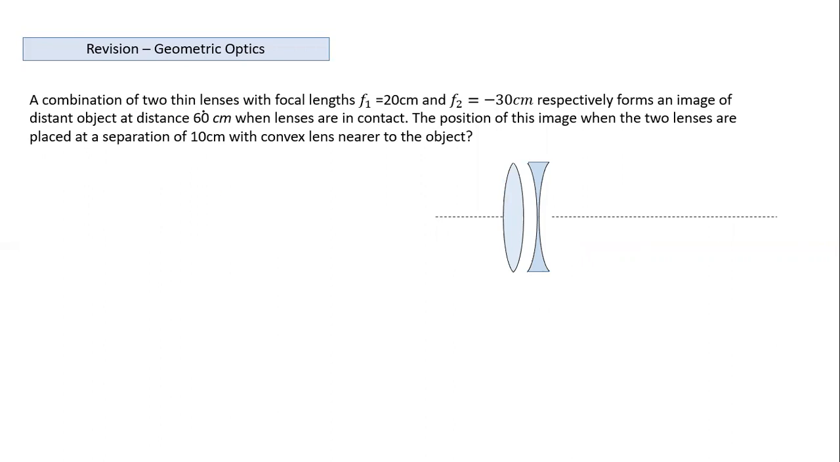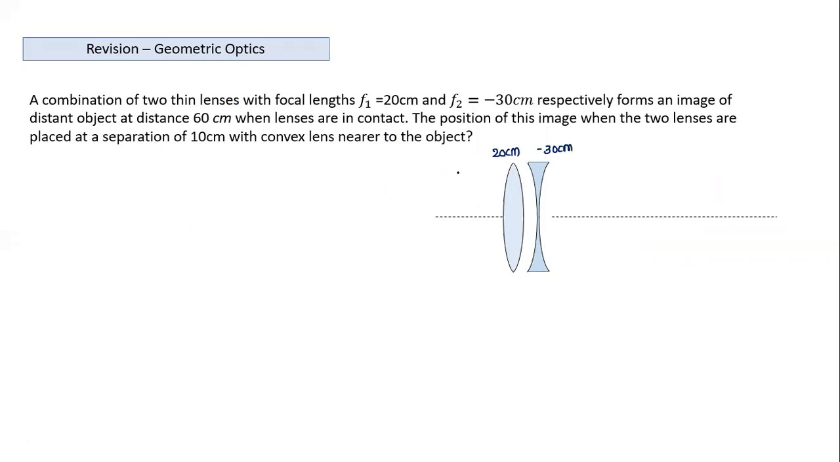Okay, next, look at what is given here. Again, it is a combination of two thin lenses. One is plus 20 centimeter, the first one, a converging lens. The second one is a diverging lens. Respectively, the combination lens forms an image of a distant object at 60 centimeter.